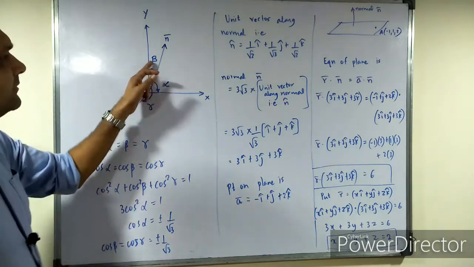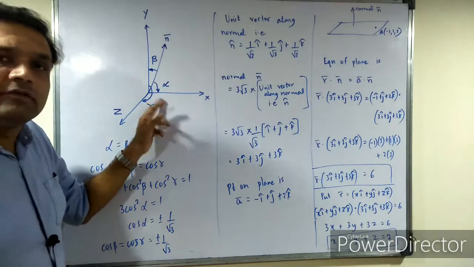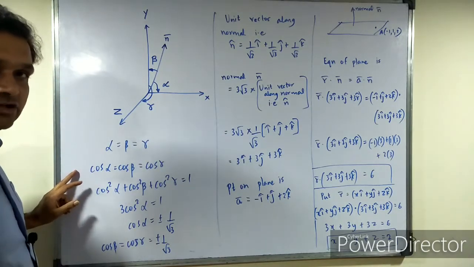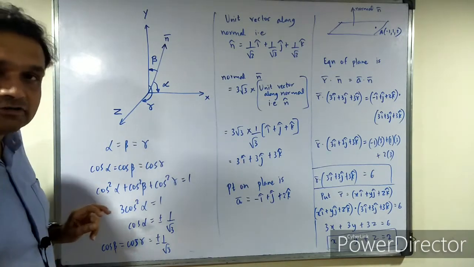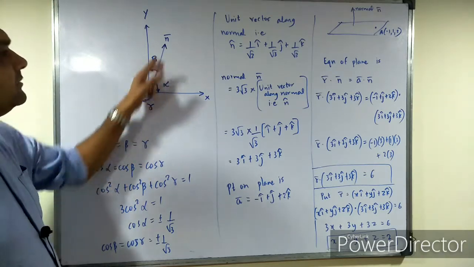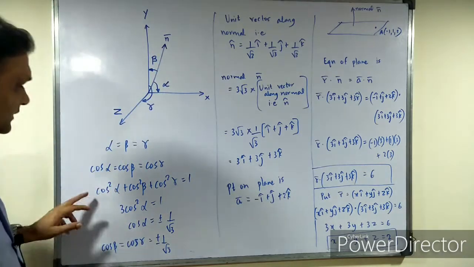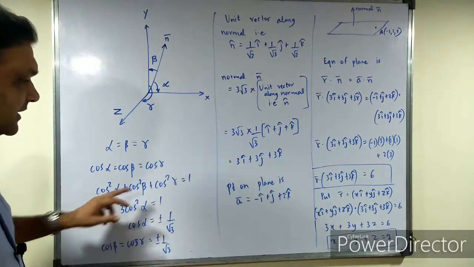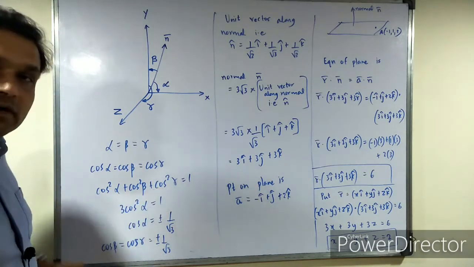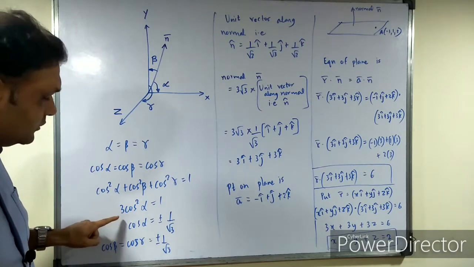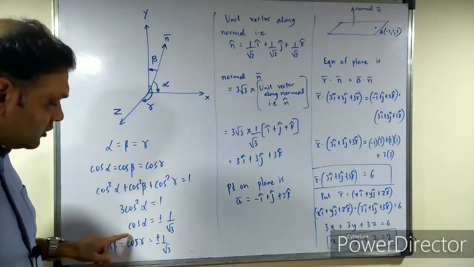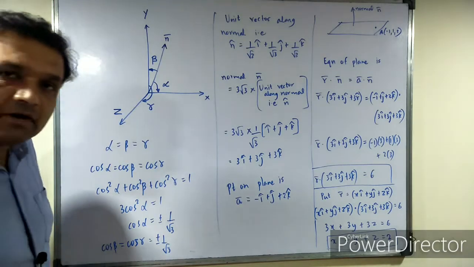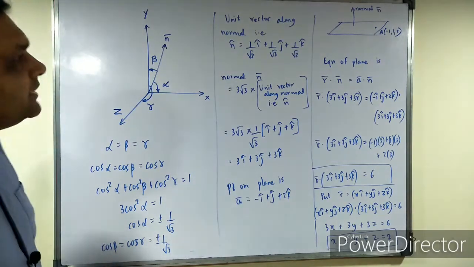Firstly, let alpha, beta, gamma be the angles made by this normal with the xyz axis. Alpha, beta, gamma are equal, so their cosines, cos alpha, cos beta and cos gamma will also be equal. Cos alpha, cos beta, cos gamma will be the direction cosines of this normal. Now we know for any direction cosines, cos square alpha plus cos square beta plus cos square gamma equals 1. Since all these three are equal in this question, 3 cos square alpha equals 1, cos square alpha equals 1 by 3, cos alpha equals plus or minus 1 by √3. Similarly, cos beta and cos gamma will also be plus or minus 1 by √3.